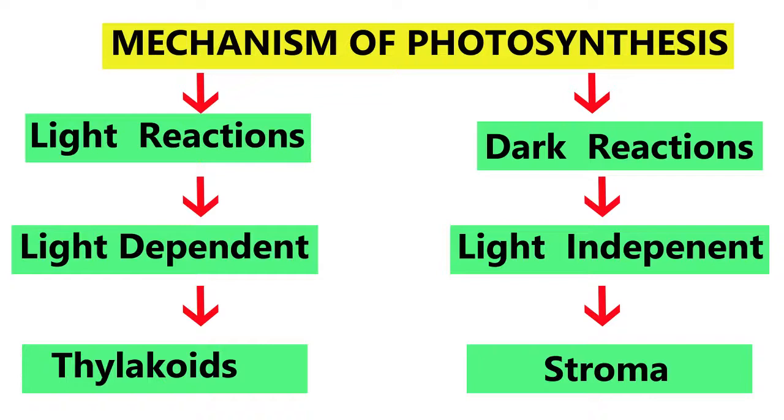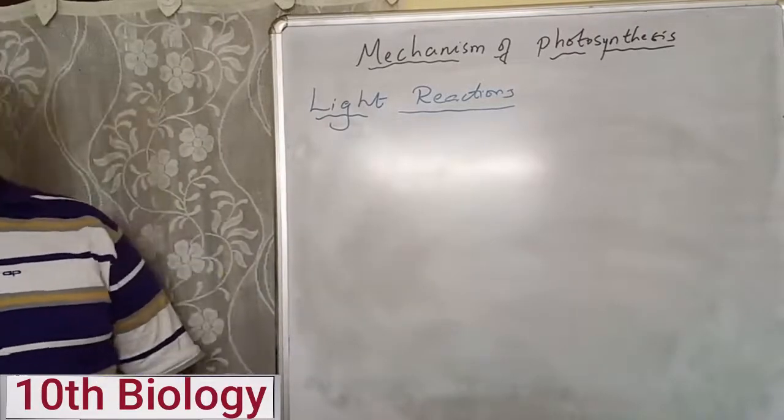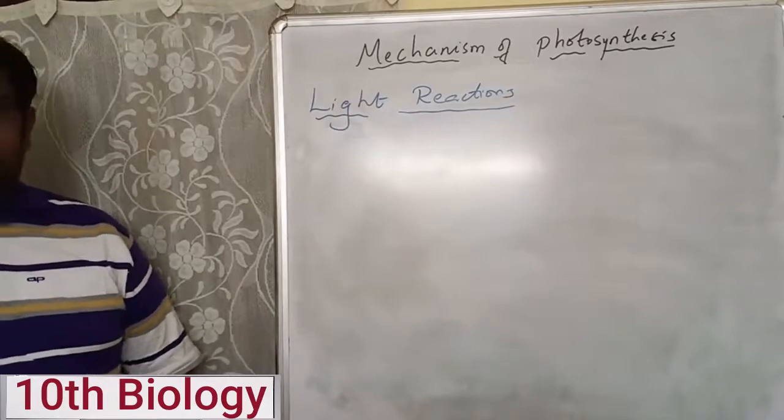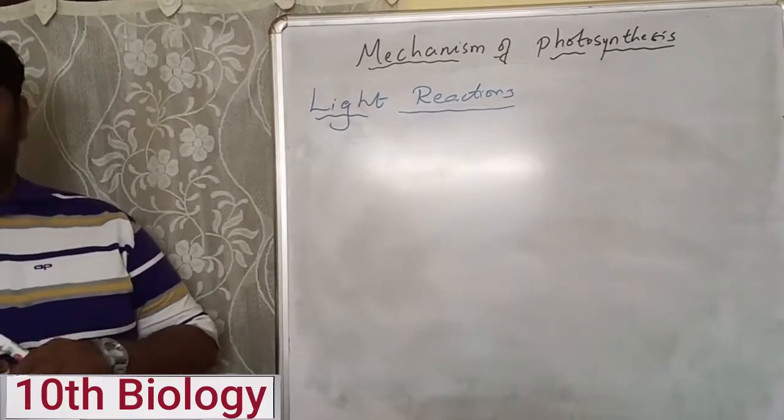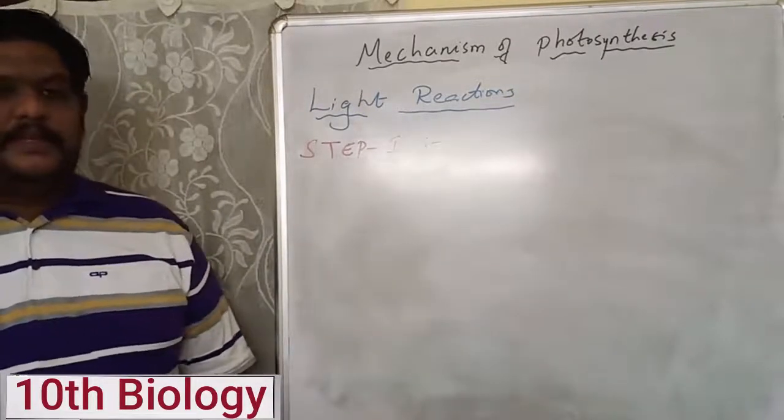Now all these reactions are not explained in the CCE model, but a gist of these reactions of light reactions and dark reactions is given. It is not in detail, or explained in a broad way. You are only given the gist of that, so we'll go along with that. Coming to the light reactions, there are 3 steps: step 1, step 2 and step 3. So we'll see what happens in step 1.